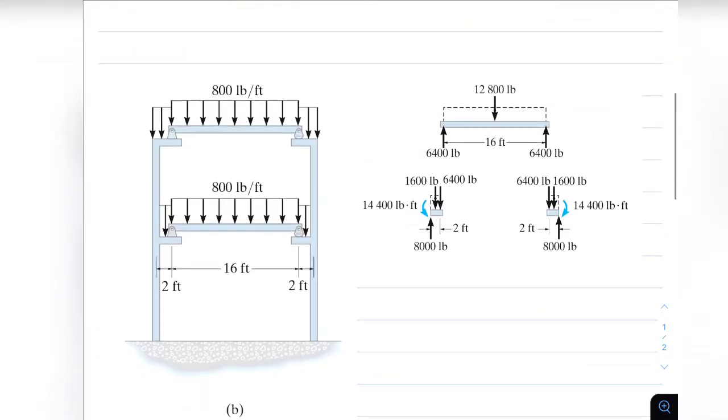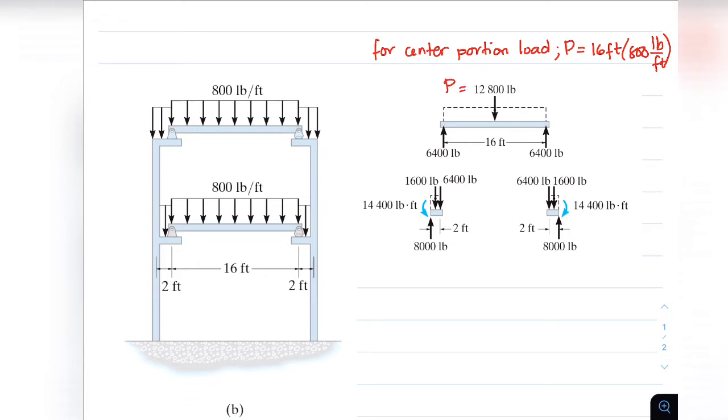Also, we convert our distributed load of 800 pounds per foot into a concentrated load after we were able to determine the simply supported span, which is 16 feet. So for our approximate analysis, we will be using this model, showing that our center portion is a simple support and our ends are cantilever spans.